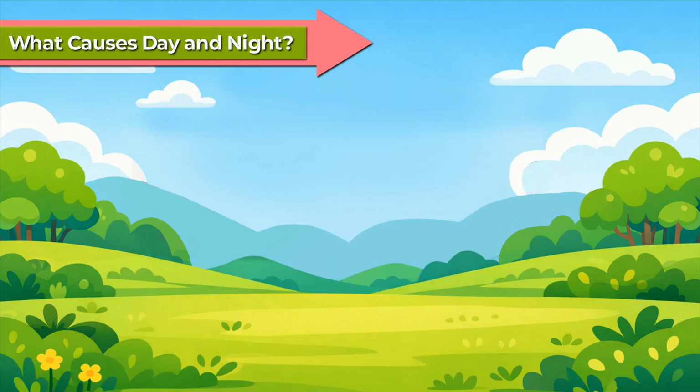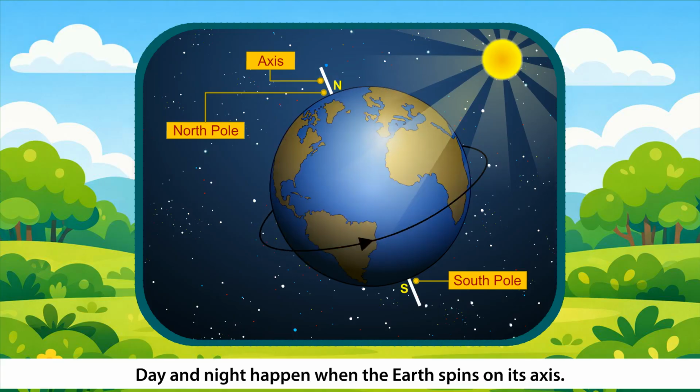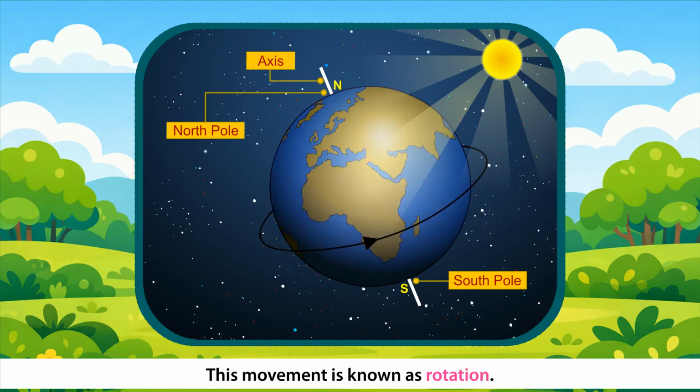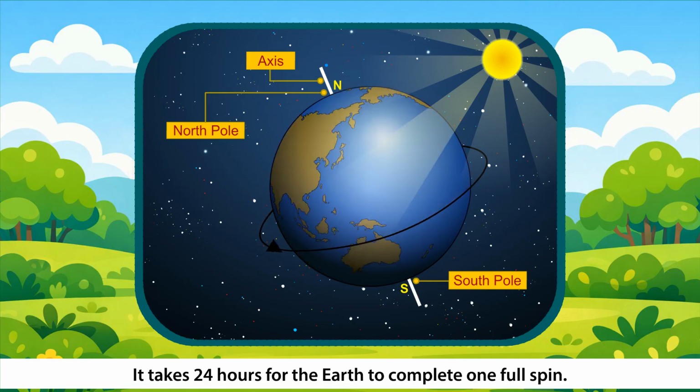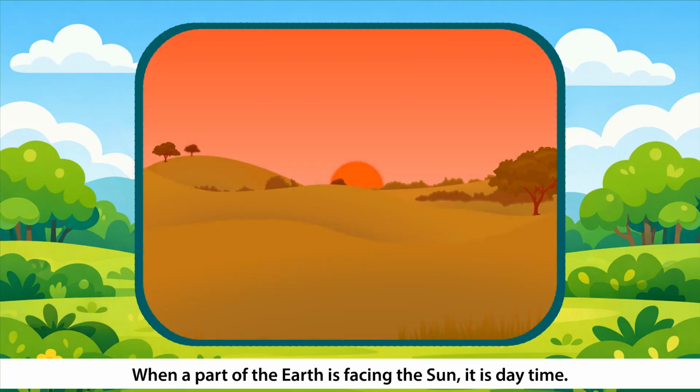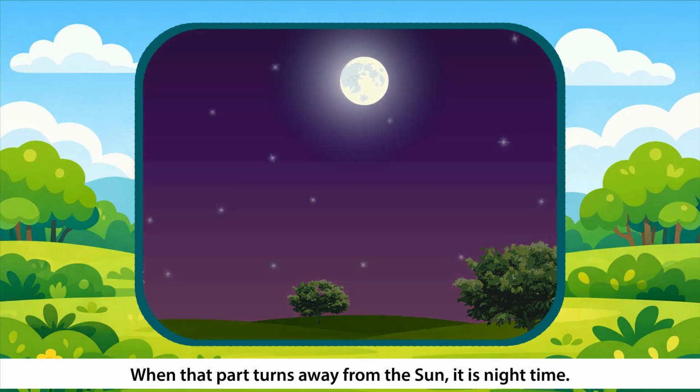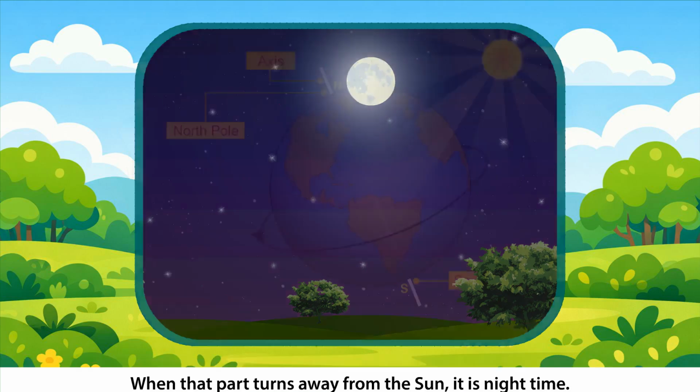What causes day and night? Day and night happen when the earth spins on its axis. This movement is known as rotation. It takes 24 hours for the earth to complete one full spin. When a part of the earth is facing the sun, it is daytime. When that part turns away from the sun, it is nighttime.